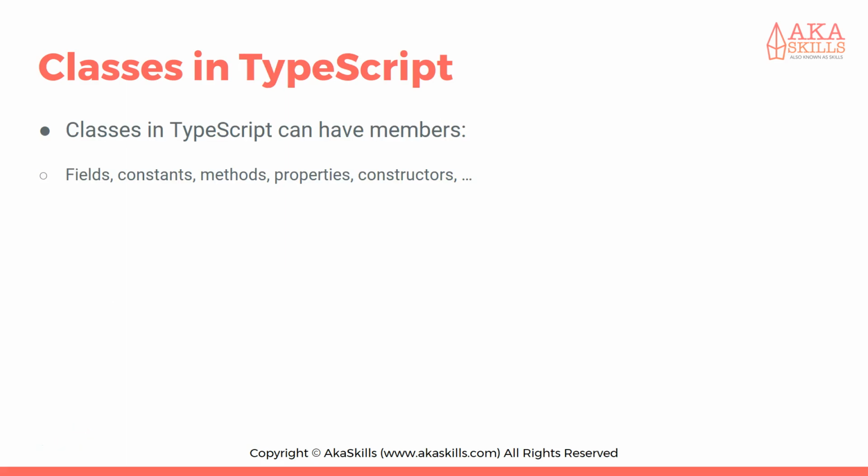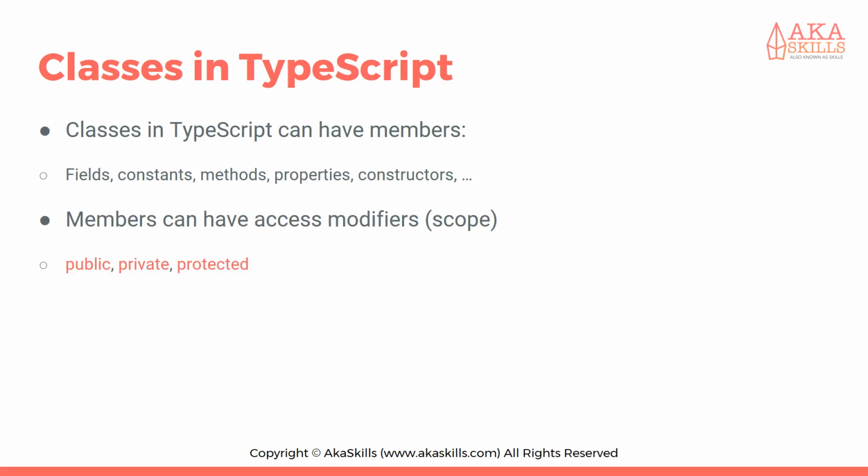Now, a class in TypeScript can have members like fields, constants, methods, properties, and constructors, and many others. Each member can have a different access modifier. Inside TypeScript, we have public, private, and protected. They are defining the scope of our member inside the class. Members as well could be static, which is common, or specific, which are per instance. So this is for a given object.